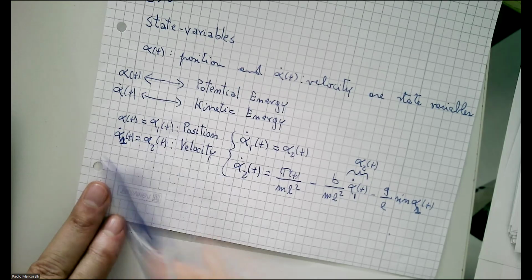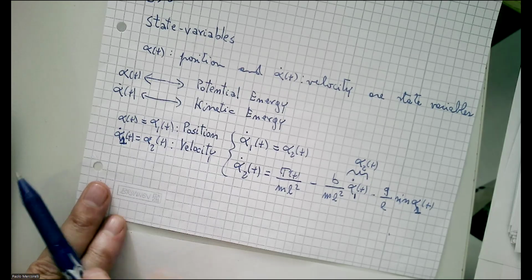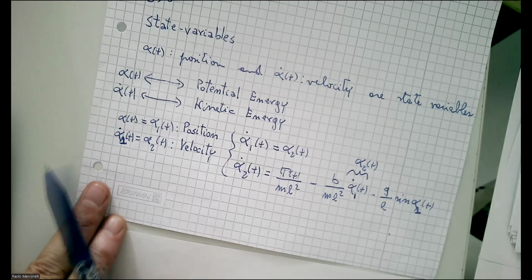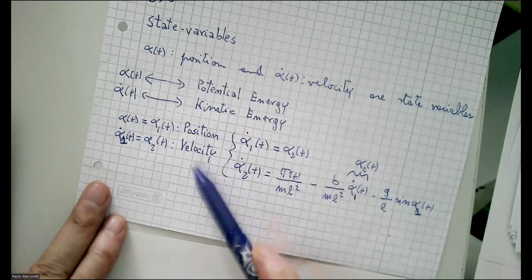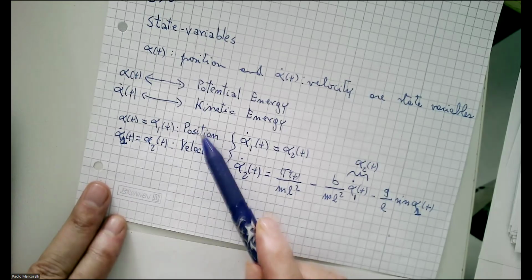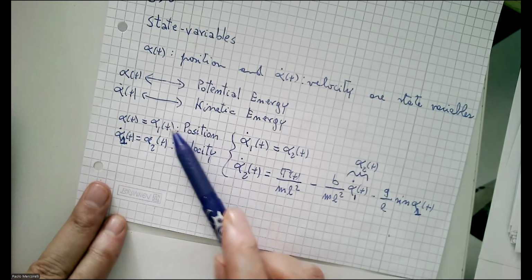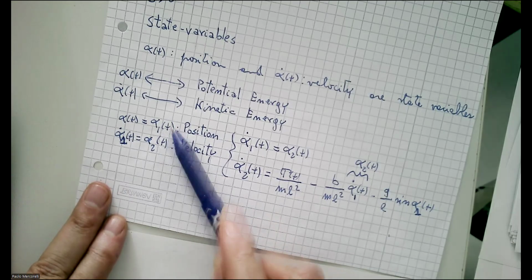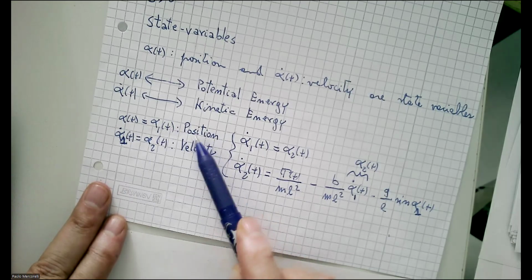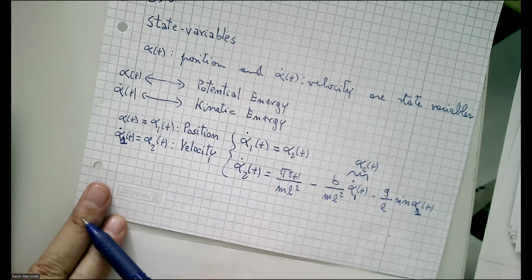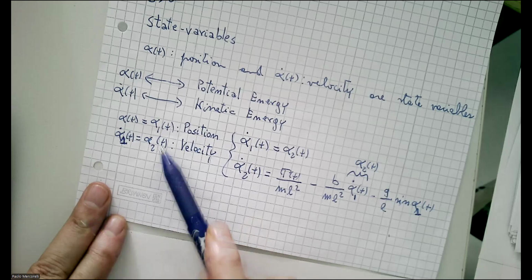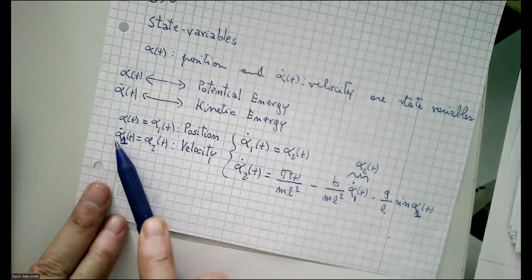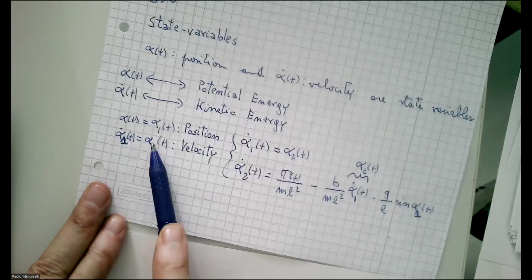Basically, this trick here is, in order not to use many dots, to have in explicit form the position and the velocity. Alpha 1 is the position. I don't need to do a derivative of alpha 1 if I use alpha 2, because I already defined that alpha 1 dot is alpha 2.